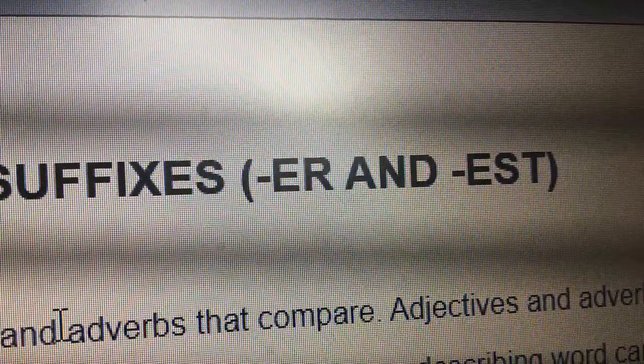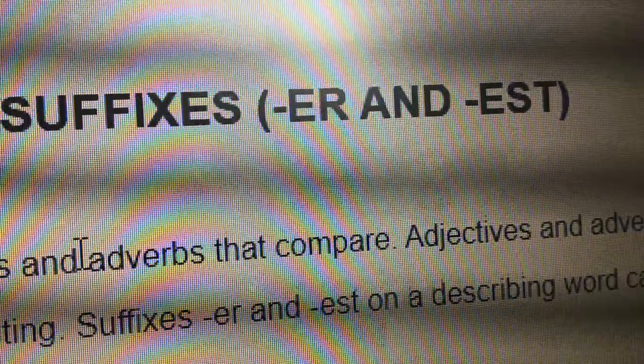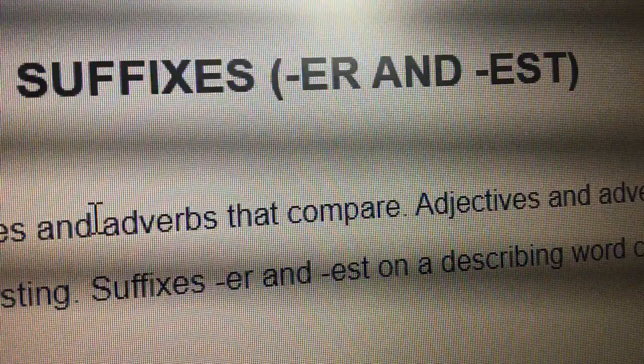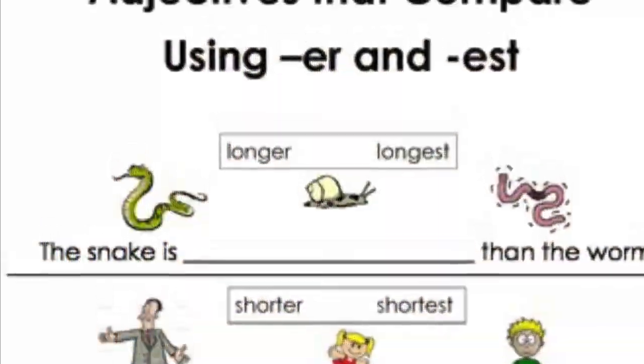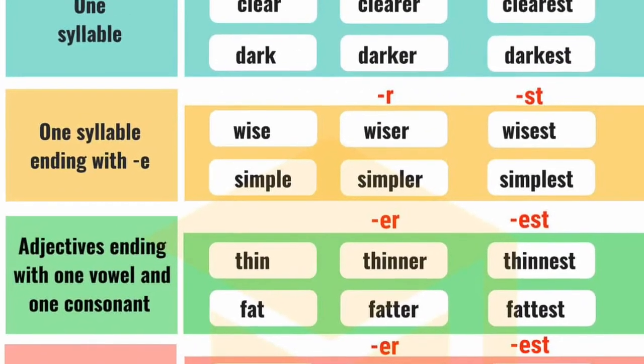Suffixes ER and EST on a describing word can compare something to something else. You are going to identify words with the suffixes ER or EST in a sentence, and you are going to construct describing words that compare using ER and EST suffixes.